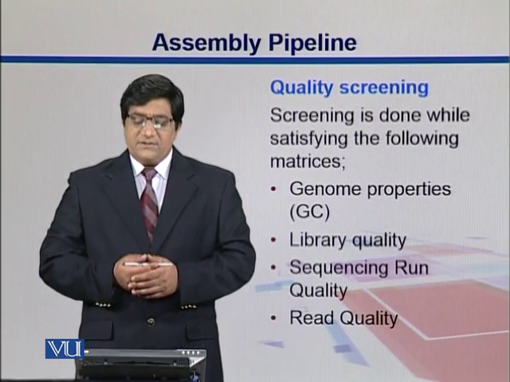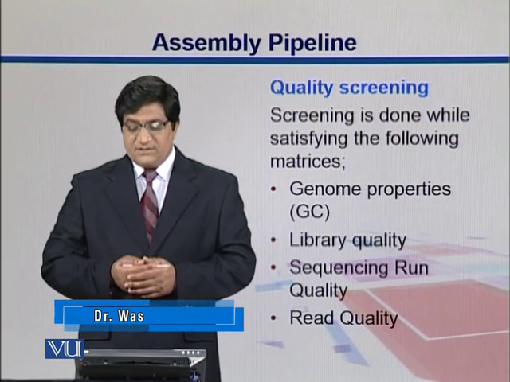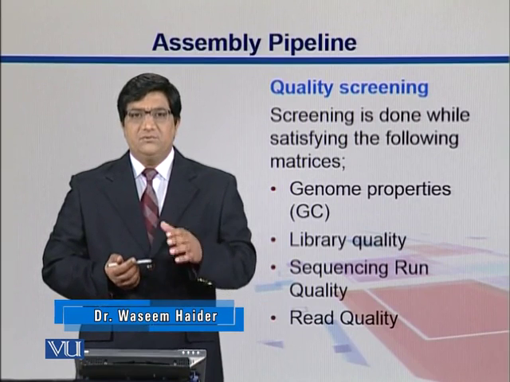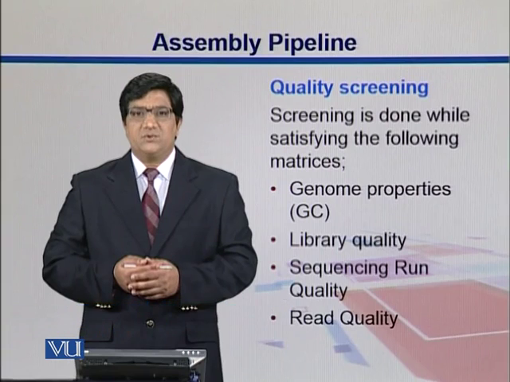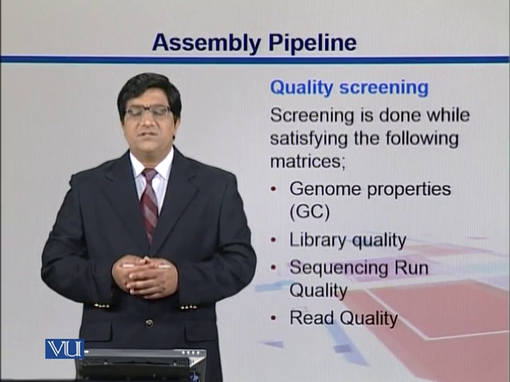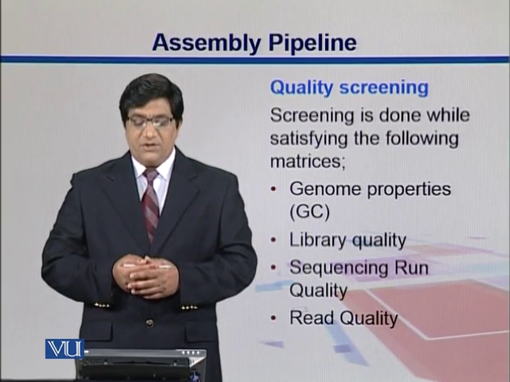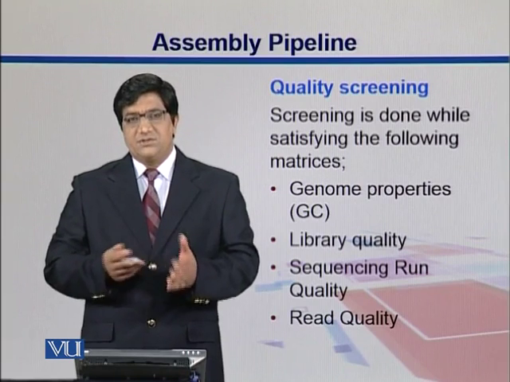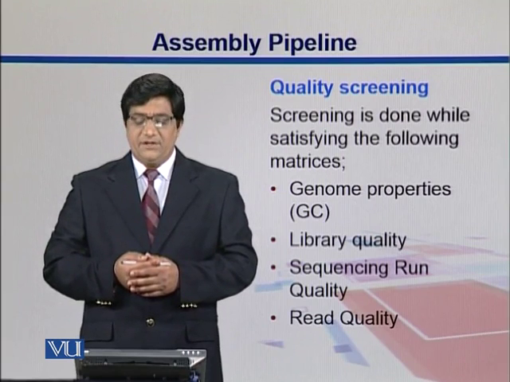In quality screening, it is done while satisfying the following metrics. Number one is we look into different genome properties. For example, a very important and interesting task is to look into the proportion of GC content. Then we look into the library quality, how good our libraries are, and we also look into the sequencing run quality and the read quality. So this is about the quality of the short read data.